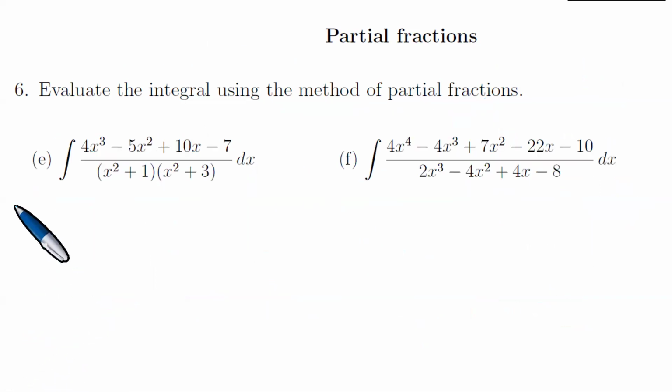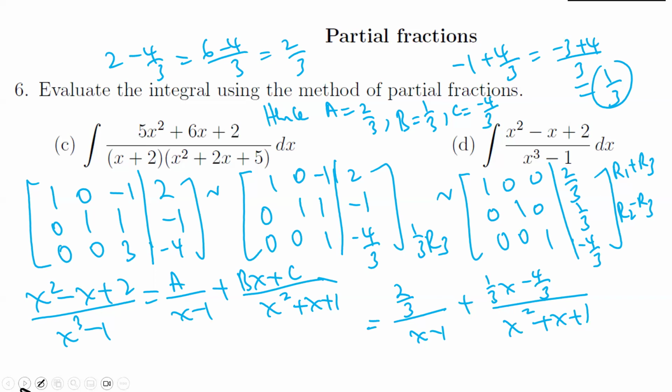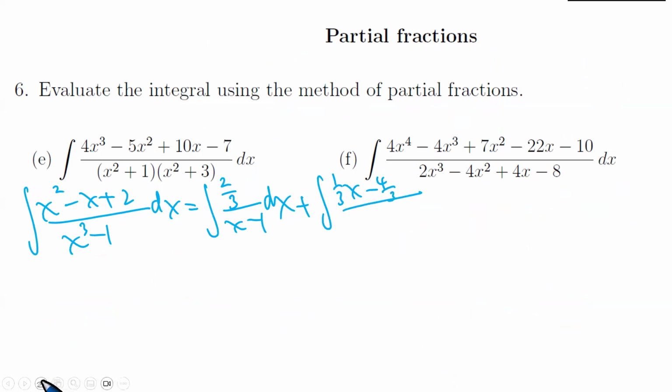So that then, the integral of x squared minus x plus 2 divided by x cubed minus 1 dx, which is this one here, is equal to the integral of 2/3 over x minus 1 dx plus the integral of (1/3 x minus 4/3) over x squared plus x plus 1 dx.